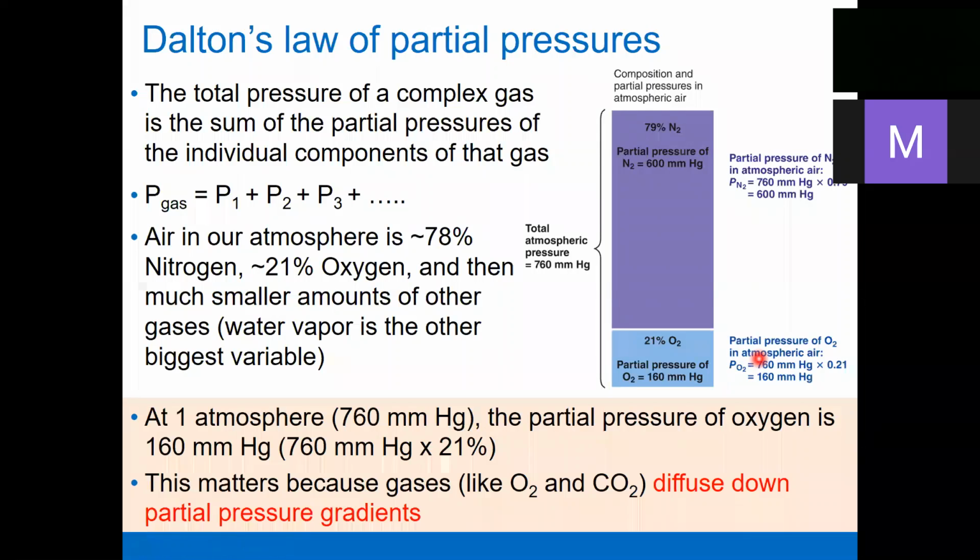What is the partial pressure of oxygen in the lung, and what is the partial pressure of oxygen in our blood? These are really important because the exchange of oxygen depends on these partial pressures, because gases move from the high partial pressure space to the low partial pressure space.